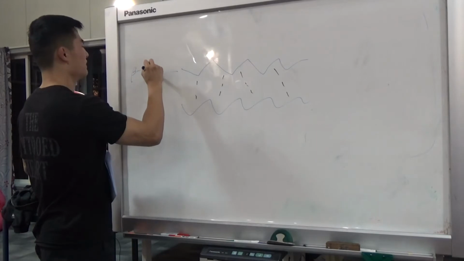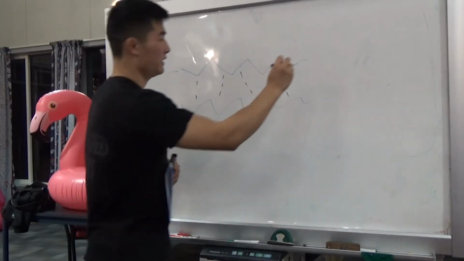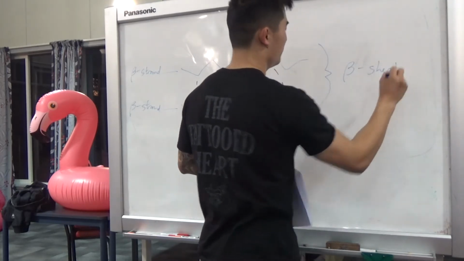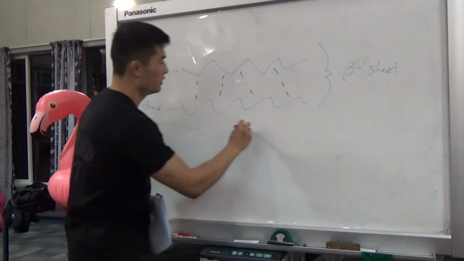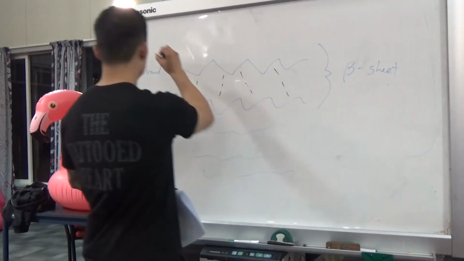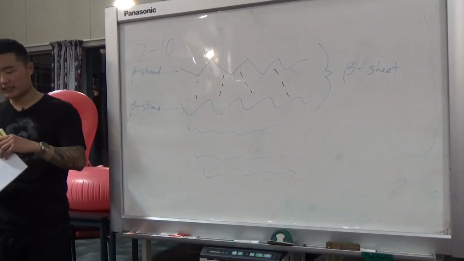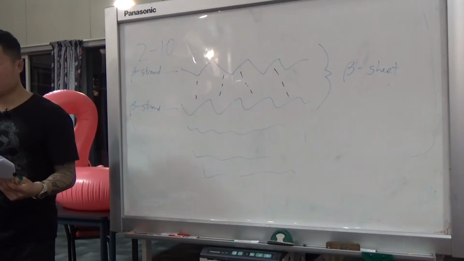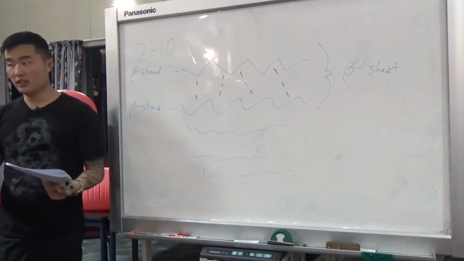So this is one beta strand, and this is another beta strand, and then these two together form a beta sheet. Okay, and you can have up to 10. So you can have 2 to 10 beta strands making up one beta sheet. Okay, and they also have a right-handed turn. Okay, and they're going to alternate polar and non-polar.